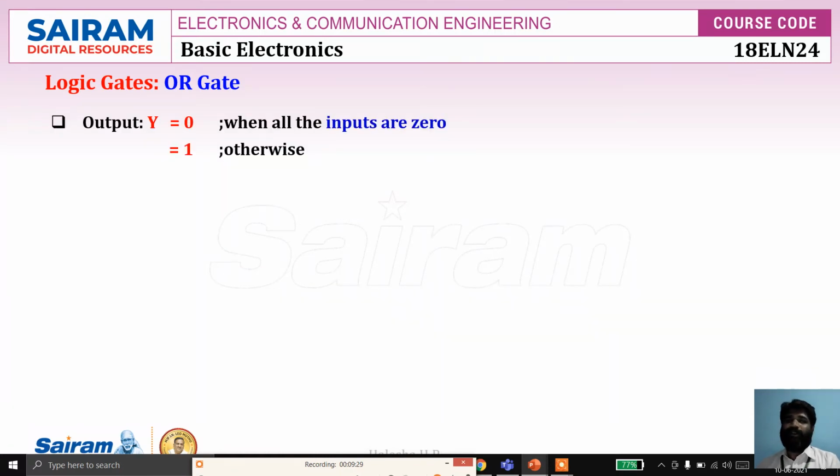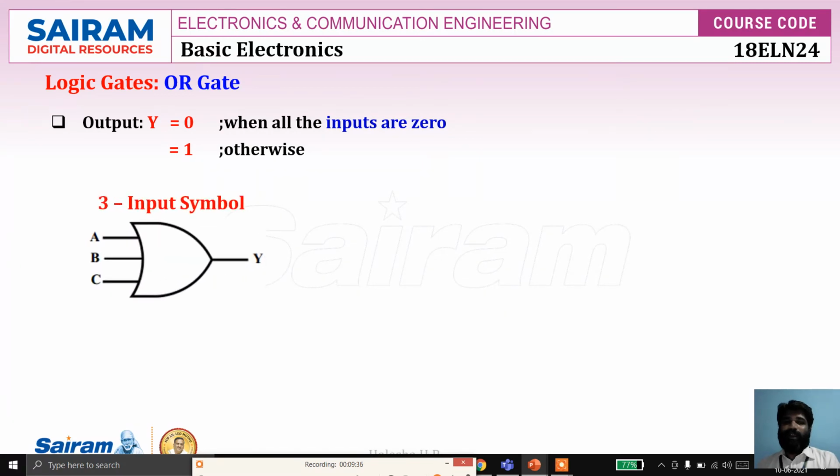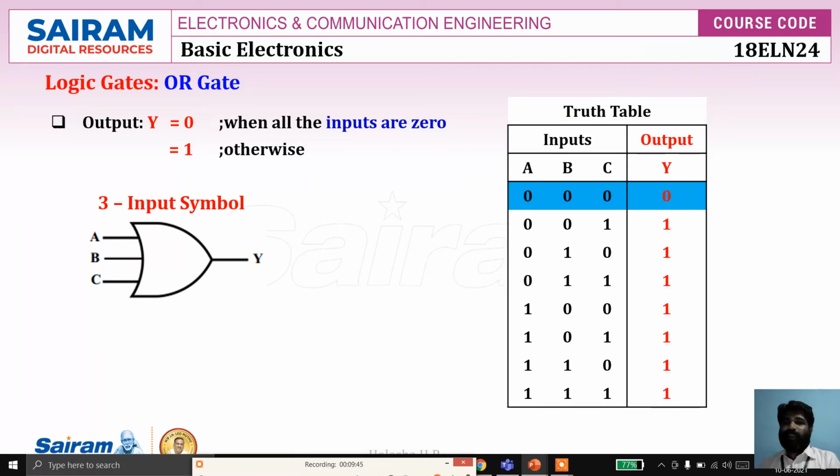As you know, output Y is equal to 0 when all the inputs are 0, otherwise it is 1. Let's consider the 3-input symbol. This is the 3-input OR gate. Inputs are A, B, C, and output is Y. And this is the truth table. Observe the first combination: all the inputs are 0, output is 0. In the remaining combinations, at least one input is 1, so all outputs are 1. So the expression of the 3-input OR gate is A plus B plus C.